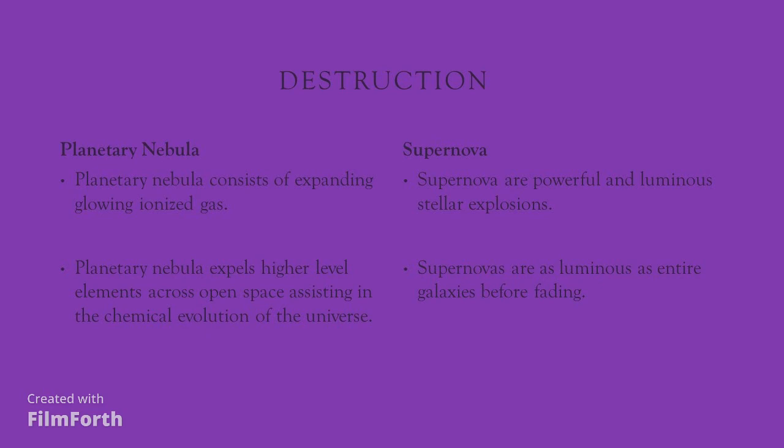Now, the supernova is what happens to massive stars, and supernovae are just really powerful luminous explosions. So basically, if your star is large enough, it explodes. Now, supernovas are luminous, and they can be as bright as an entire galaxy before they fade away, which is intense, right? A whole galaxy worth of light, all in just one star's explosion.